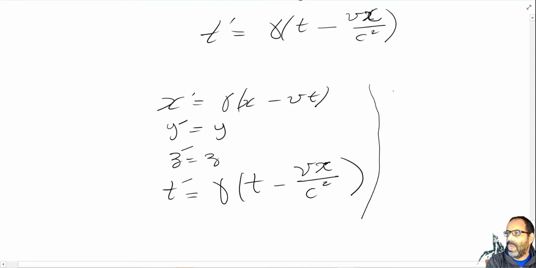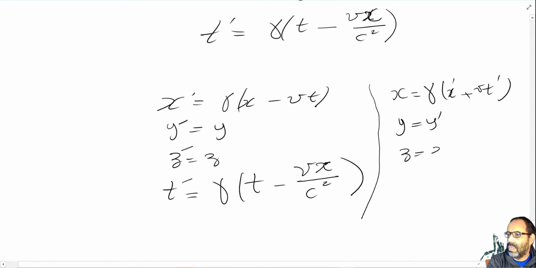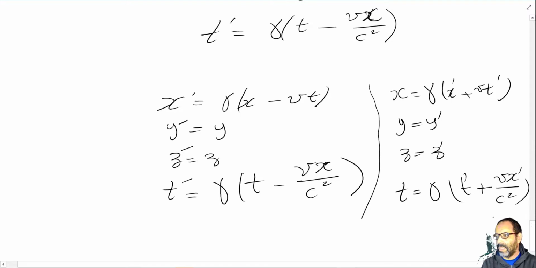If you'd like to write the other equations and solve for one of them, it is already given. We know that x is equal to gamma times x prime plus v t prime, which we actually started with. And then y is equal to y prime and z is equal to z prime. And if you like, you can do the calculation for the time, and you will find the following expression: t equals gamma times t prime plus v x prime over c squared.